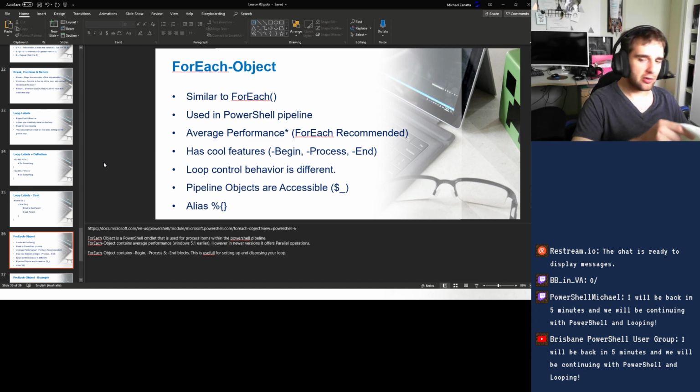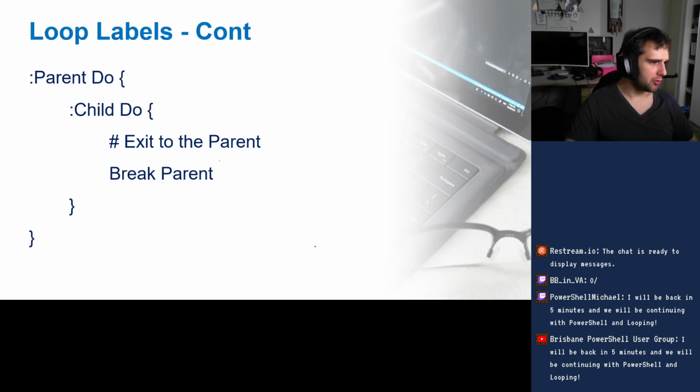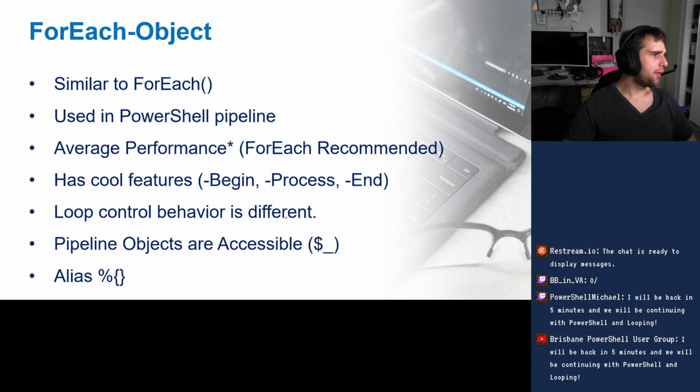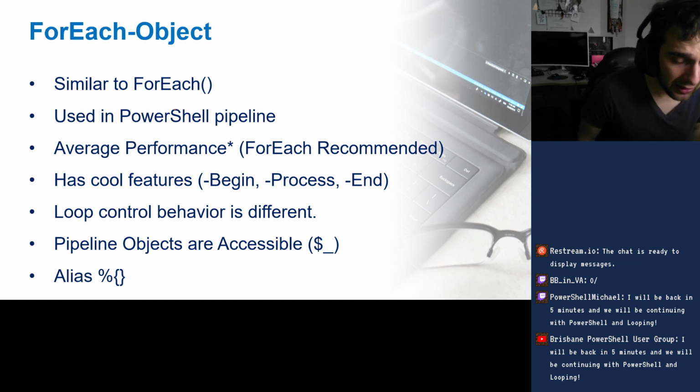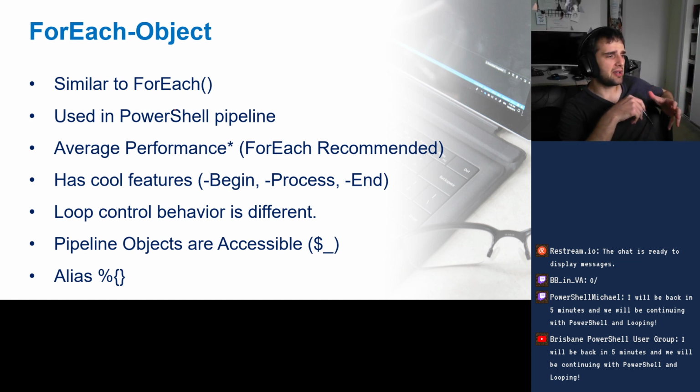Now, I wanted to talk about this because, for each object, actually I'm just going to quickly resume it on the slide. ForEach-Object is similar to foreach. It's not the same. It behaves like a foreach, but it's not the same. If you have a bit of an understanding of functions in PowerShell and the begin, process, and end statements, it makes a little bit more sense.